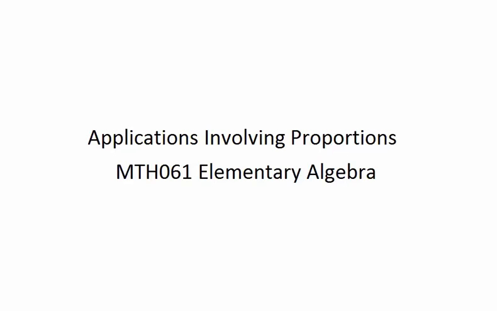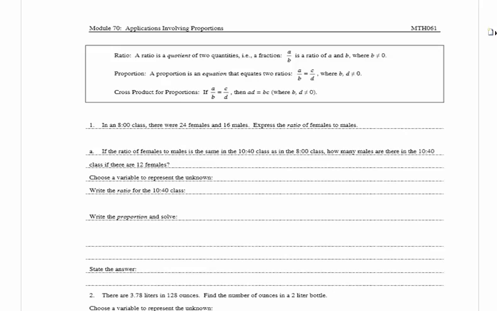In this video, we're going to be looking at applications involving proportions. A ratio is a quotient of two quantities, or a fraction, and a proportion is an equation that equates two ratios. In number 1, it says, in an 8 o'clock class, there were 24 females and 16 males. And then they want us to express the ratio of females to males.